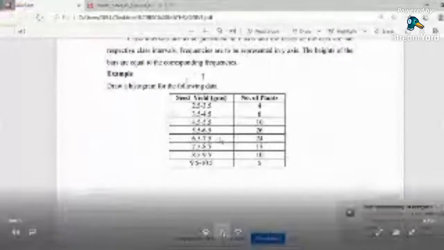In this, we have another example. Okay, so this is another example. You can see we have to draw a histogram for the given data. This is the range of yield in grams, and the number of plants. So in this region, 26 plants are providing yield in this region. Okay, that is the information.